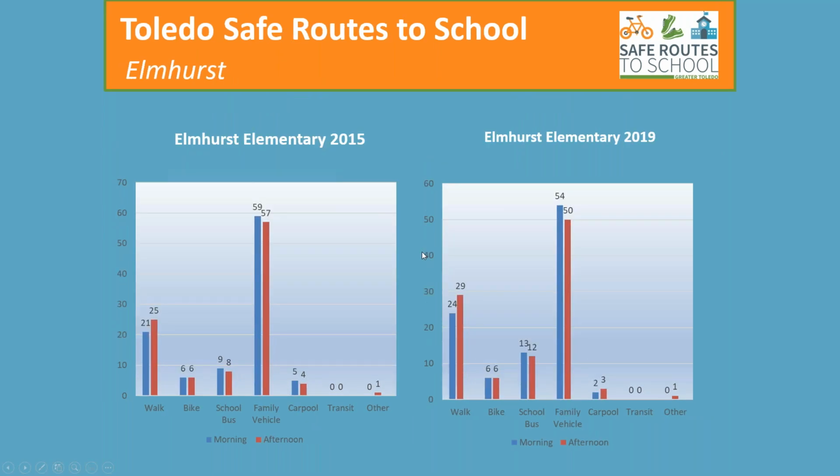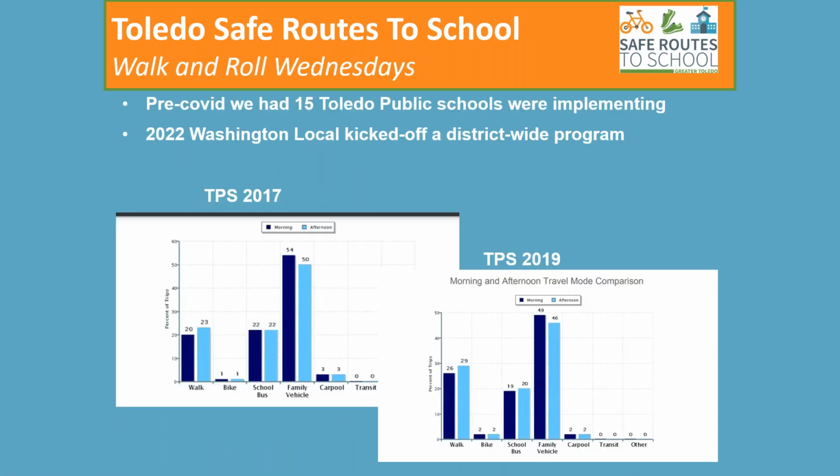And then this is another school where we implemented a Walk and Roll Wednesday program. And that also shows the increase in the number of students that walked or biked. And you can see it pretty much correlates with the family vehicles. So the walking and biking went up and the family vehicles went down. Next slide.